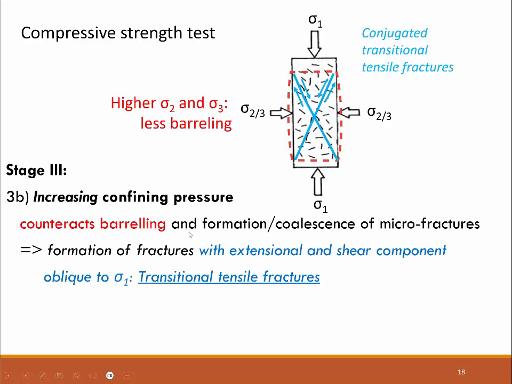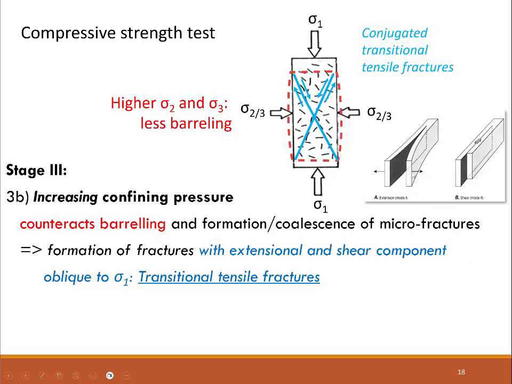When we increase the confining pressure, we have less barreling, and therefore less coalescence of microfractures that might form in response to that barreling. What we form instead are what we call transitional tensile fractures. Transitional tensile fractures are fractures that have an extensional component and a component of lateral sliding. The lateral sliding is indicated here along these two conjugate fractures that form obliquely to sigma 1 and to sigma 2 and sigma 3.